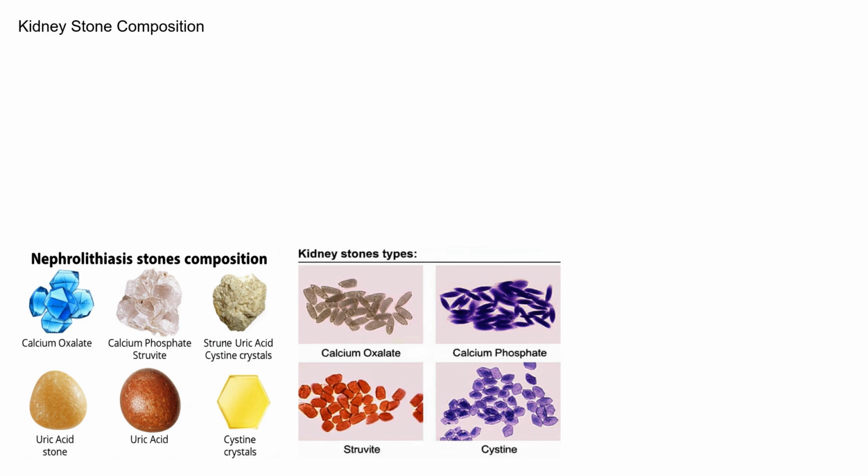Kidney stones can be classified based on their composition. The most common type is calcium oxalate stones, followed by calcium phosphate stones. Struvite stones, also known as infection stones, are associated with urinary tract infections. Uric acid stones are more common in people with gout or those taking certain medications. Cystine stones are rare and occur in individuals with cystinuria, a genetic disorder.